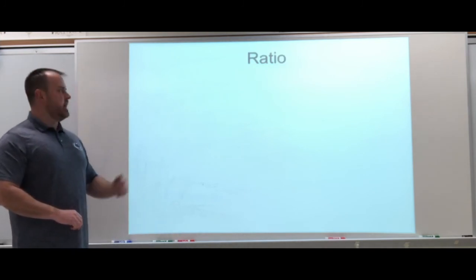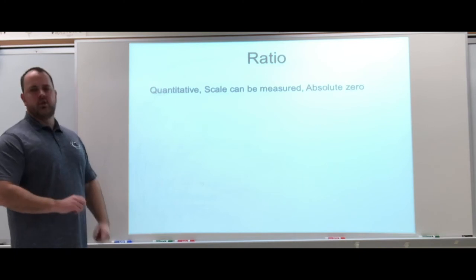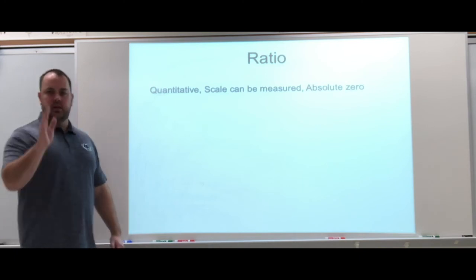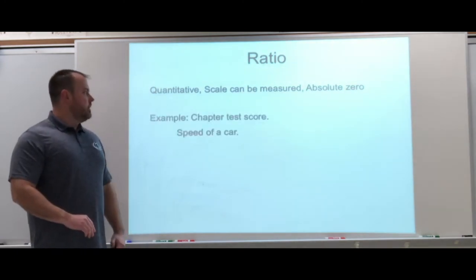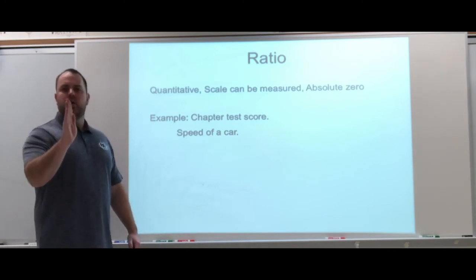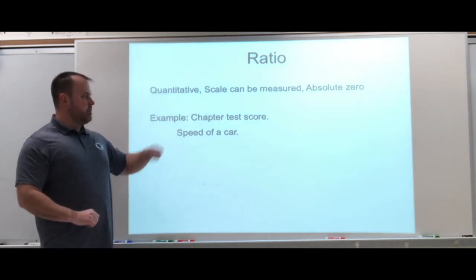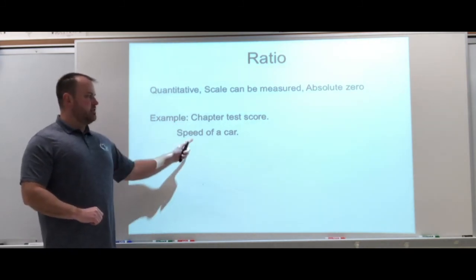For ratio, the last one, we have quantitative data, scale can be measured, and there is an absolute zero, meaning there is a starting point. So I say starting point, but there is that point where it has to hit and it can't go any lower value there. My examples are chapter test scores and speed of a car.